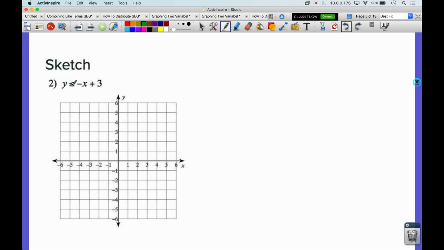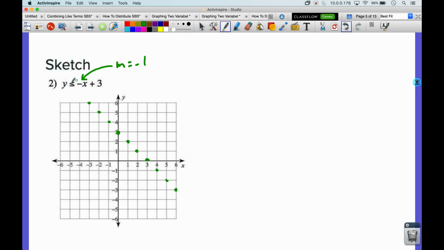So I ignore that symbol for a second. It's still in mx plus b form, so I can plot using the y-intercept and the slope. The y-intercept is 3. The slope, when we have just a negative in front, means the slope is -1, which means go down 1, right 1. Down 1, right 1, down 1, right 1, all the way across the graph. Or reverse it, up 1, left 1, until we go off the graph that side.